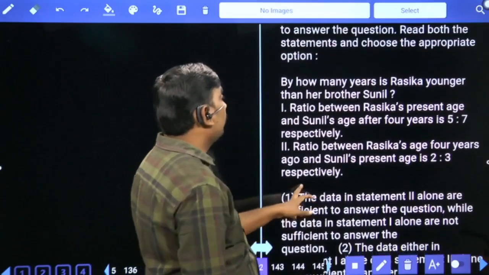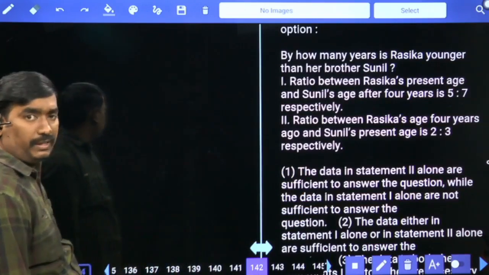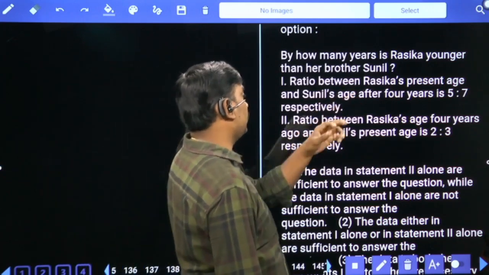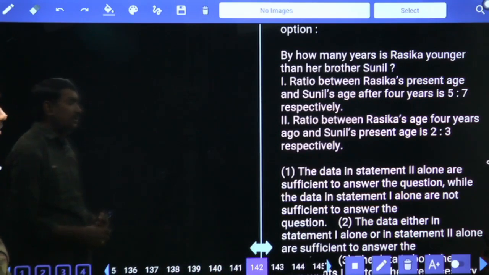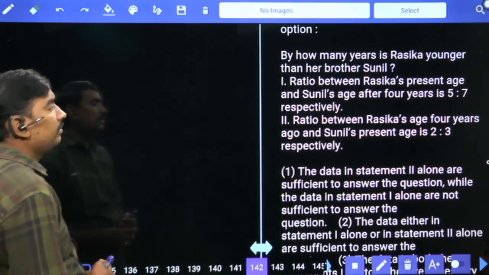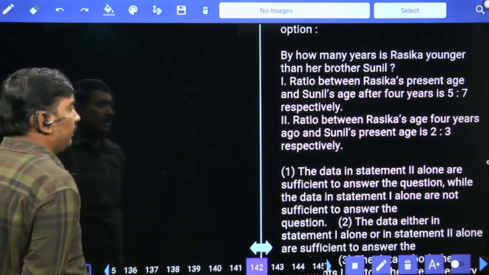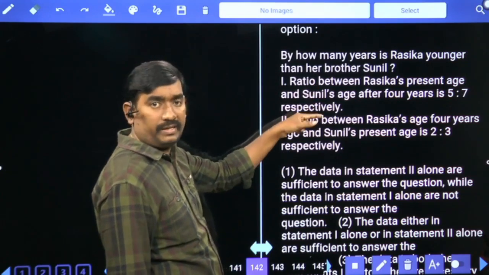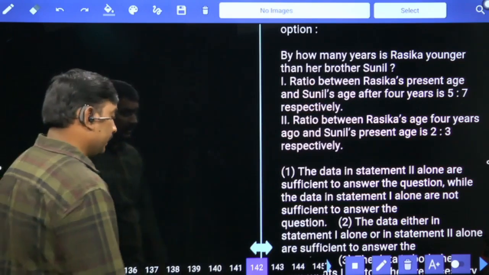Next, by how many years is Rasika younger than her brother Sunil? Rasika, Sunil. Ratio between Rasika's present age and Sunil's present age after 4 years is 5:7. Not possible. Ratio between Rasika's age 4 years ago and Sunil's present age is 2:3. By combining 1 and 2 together we can say the answer.